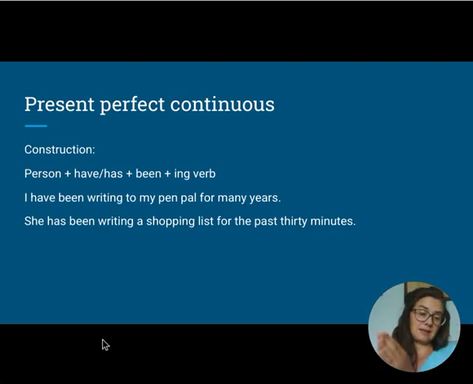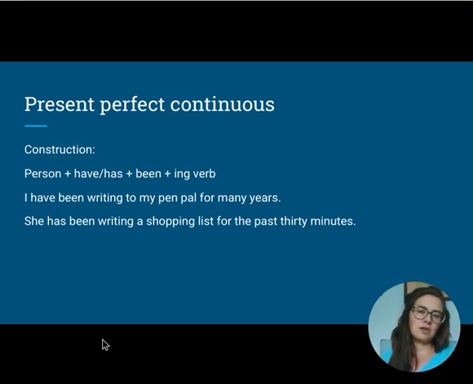So here's my first example. I have been writing to my pen pal for many years. Or we could say, we have been living in this area for 2 weeks. Or you have been swimming for 45 minutes. Okay, so again, it's something that started in the past, it's ongoing, but here the real focus is on the fact that it's in progression. Okay, it's this progression that we want to really kind of hone in on.